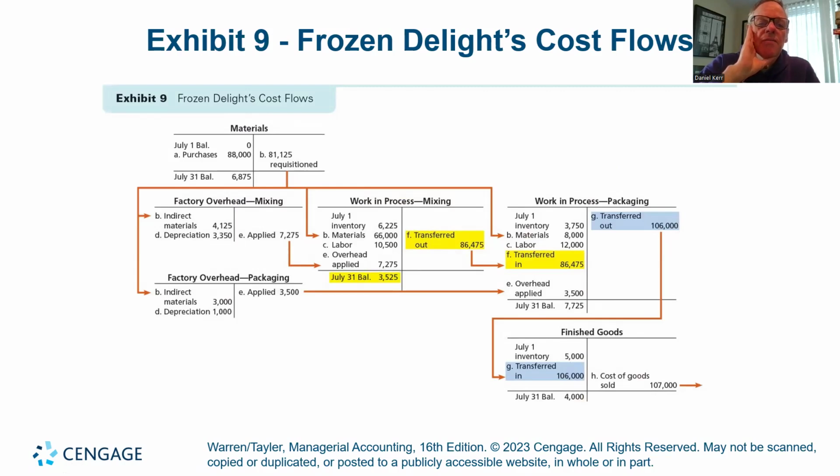Notice the flow of goods from factory overhead mixing, factory overhead packaging. Those are costs that are accumulated. So you had indirect materials in factory overhead mixing. You had depreciation in factory overhead mixing. You had a debit for indirect materials for factory overhead packaging, and you had a debit for depreciation. And then look at the E. Those costs are then transferred. Those are applied, and notice the factory overhead applied to work in process mixing and work in process packaging.